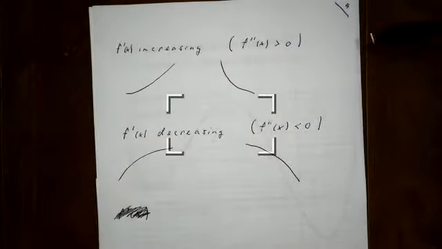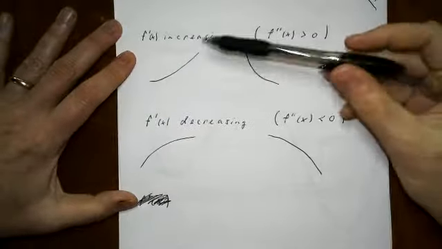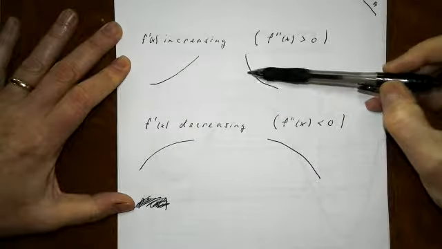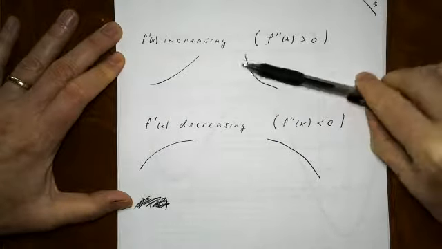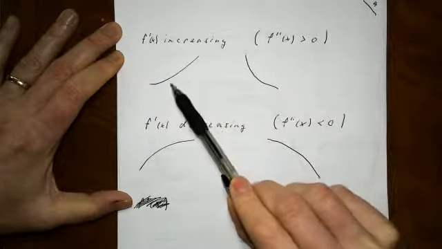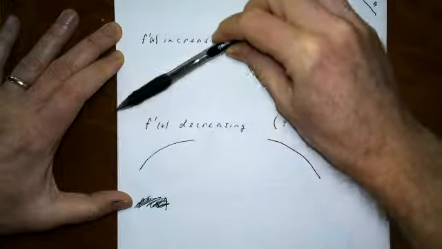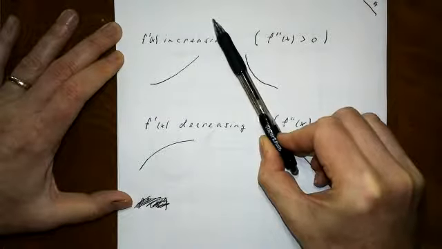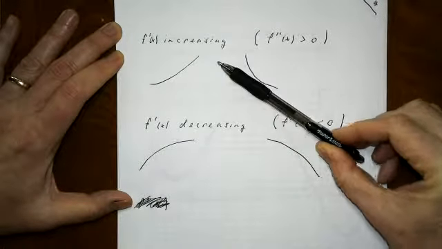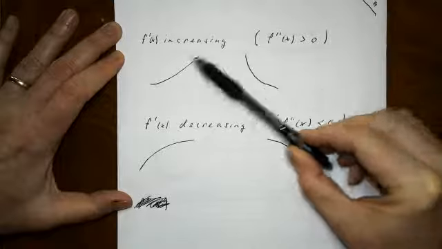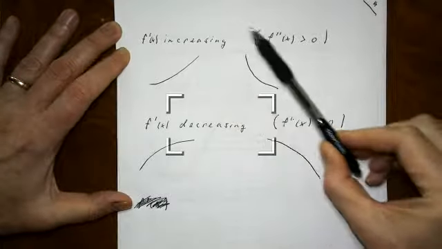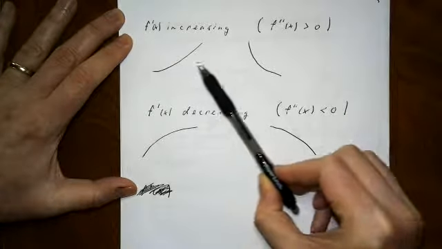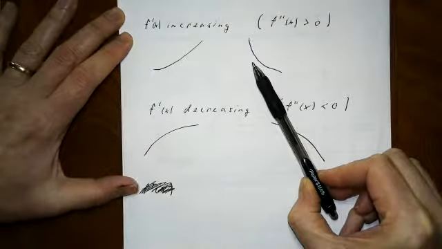So let's generalize this a bit. If the derivative is increasing, that means the slope is getting larger. There's different ways that that can happen. Over here, the slope is positive and getting larger. Over here, the slope is negative, but becoming less negative as we move from left to right. So if f prime is increasing, its derivative, which is the second derivative, is positive. And here are two examples of graphs that satisfy that property.